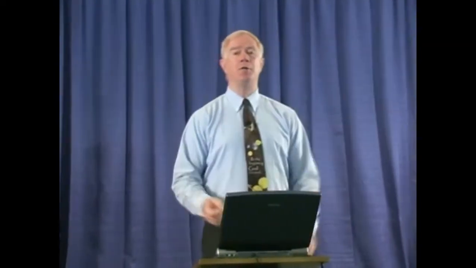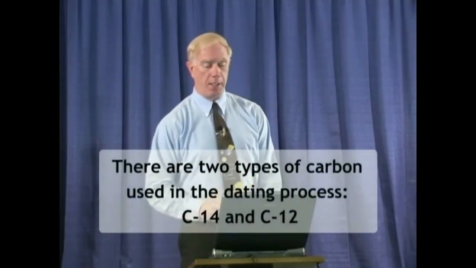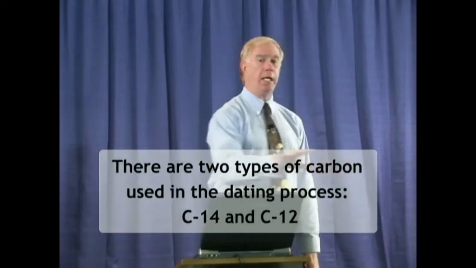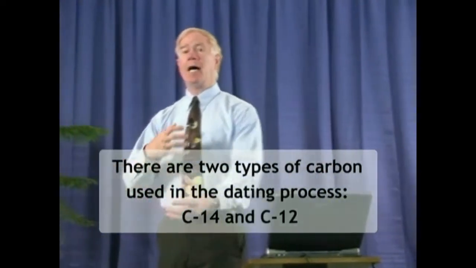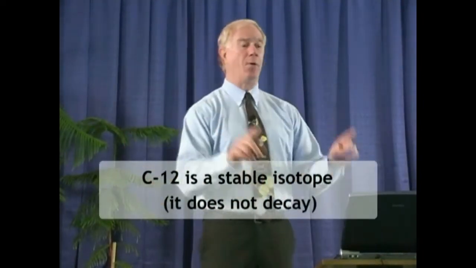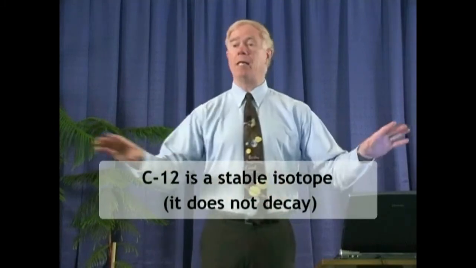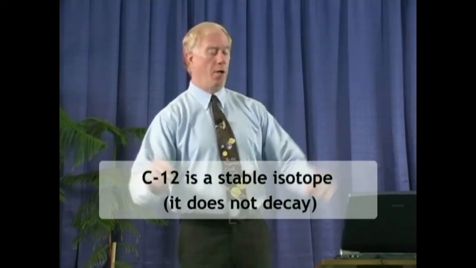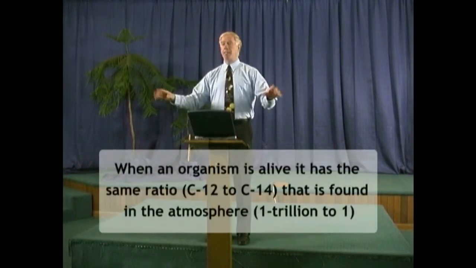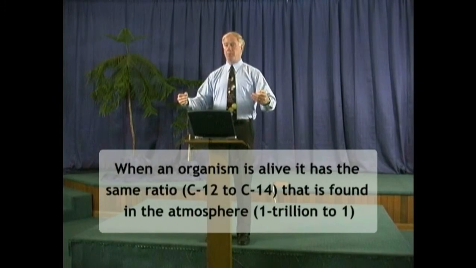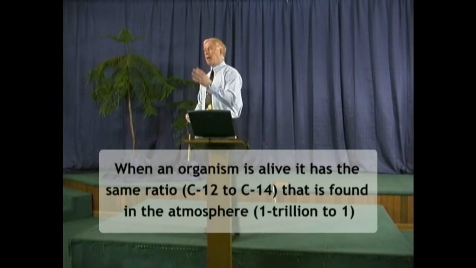So how is this done? Well, it's done by using another form of carbon. There are two types of carbon used in the dating process. One is carbon-14 and the other is carbon-12. Now, carbon-14, we said, is the unstable isotope. And carbon-12 is a stable isotope. In other words, it never decays. It stays carbon-12 all the time. Now, when an organism is alive, it has the same ratio, carbon-12 to carbon-14, that we find in the atmosphere.